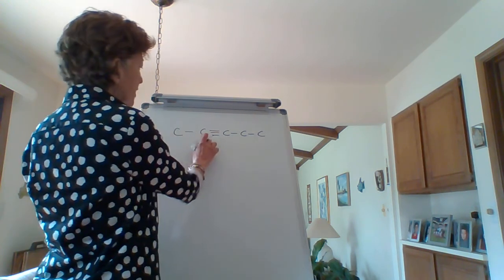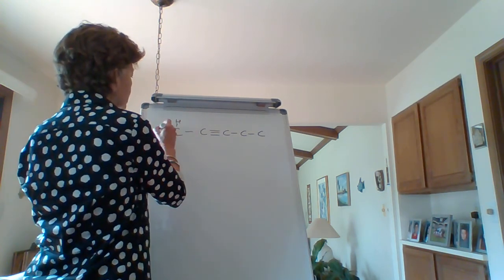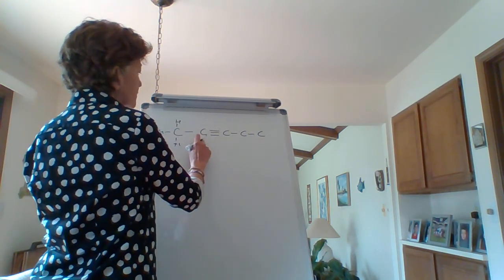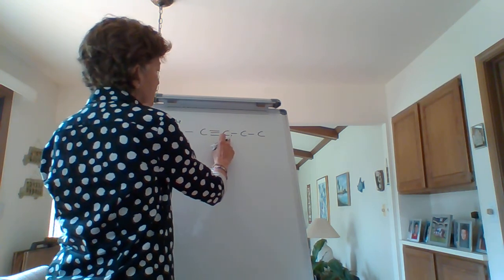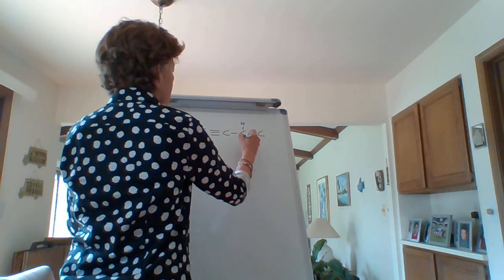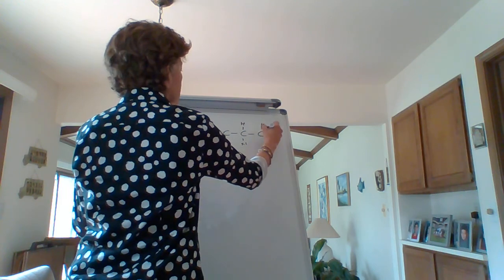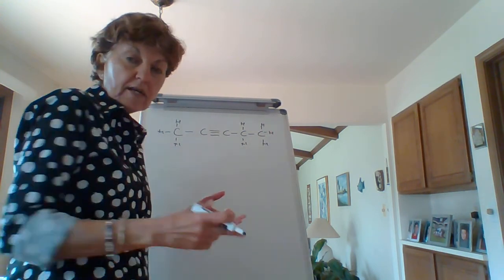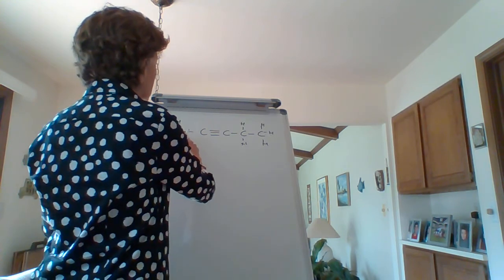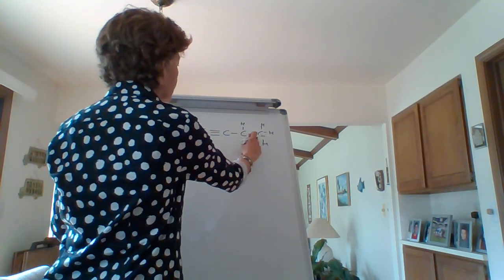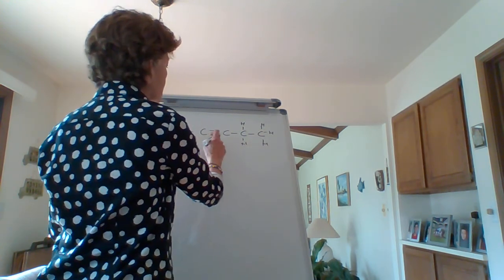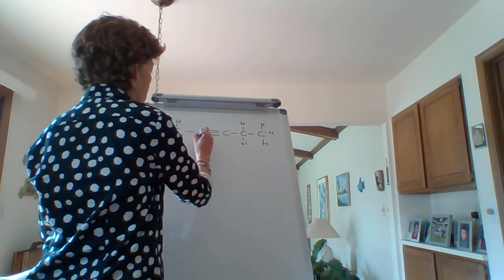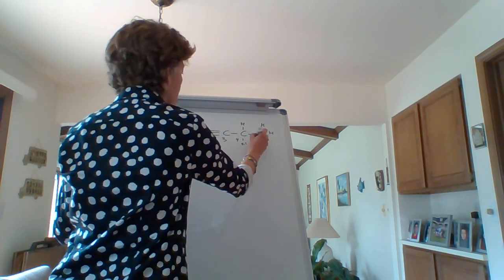Okay, here's a triple bond. We fill in all the hydrogens. No, you don't need any here. You don't need any here. Here's 1, 2, and then 1, 2, 3. So you want to number it so that the triple bond has the lowest possible number. So this is 1, 2, 3, 4, 5. 1, 2, 3, 4. So number it left to right. 1, 2, 3, 4, 5.